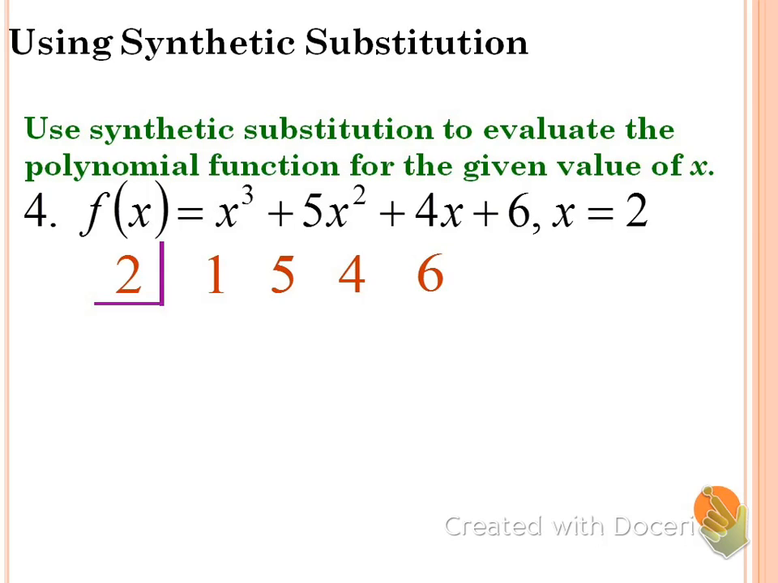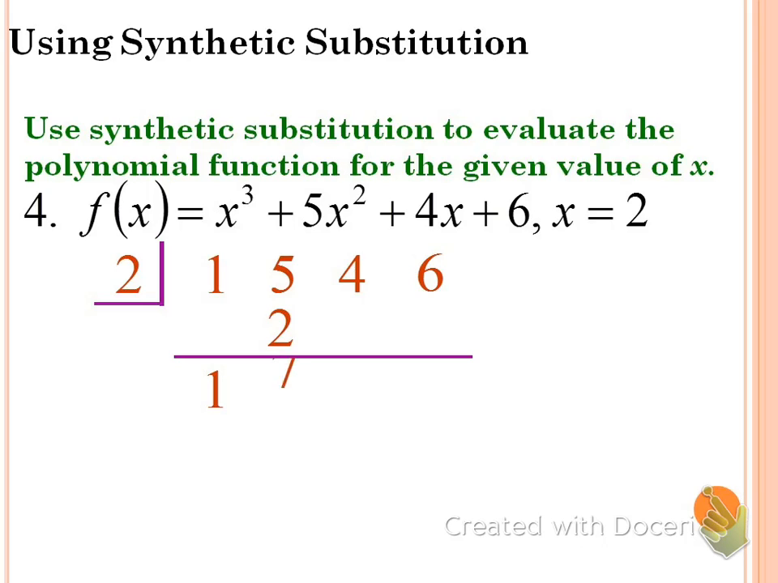Okay. Everybody still with me? The next thing you want to do, bring down your lead coefficient. The lead coefficient is 1, so I'm going to bring it down. I multiply that number by 2, and then I write it in the next column.